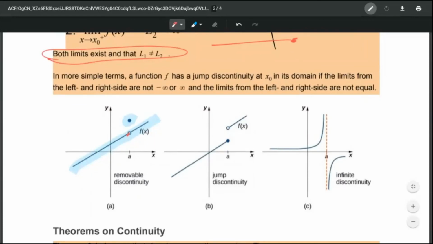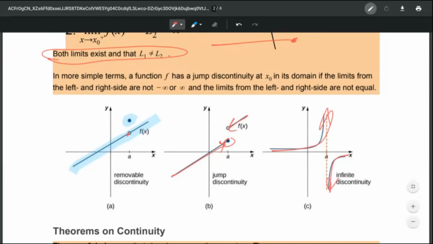Here we have a jump discontinuity. From the left-hand side approaches that value, from the right-hand side approaches that value. F of x is defined, it's just that dot right there. But there's a jump happening. The limits aren't going to infinity, and so it's going to be a jump discontinuity. And an infinite discontinuity, from the left, it's going to infinity. From the right, it's going to negative infinity. And so there's a break, there's a gap happening, a jump, but they're going to infinity. So it's an infinite discontinuity.